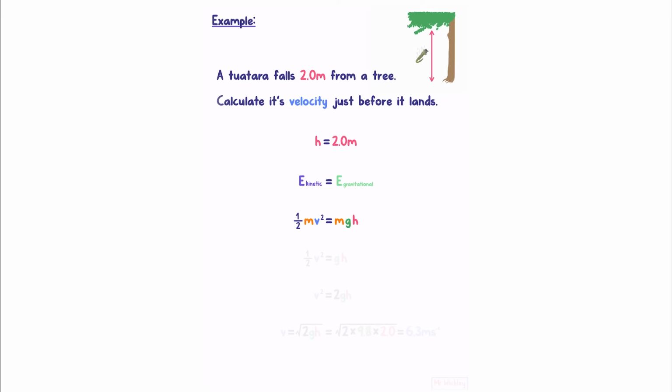We can divide both sides by mass, effectively cancelling it out, giving us half v squared equals gh, getting rid of the half by multiplying both sides by 2, and then square rooting both sides, putting in our numbers, giving us 6.3 meters per second.